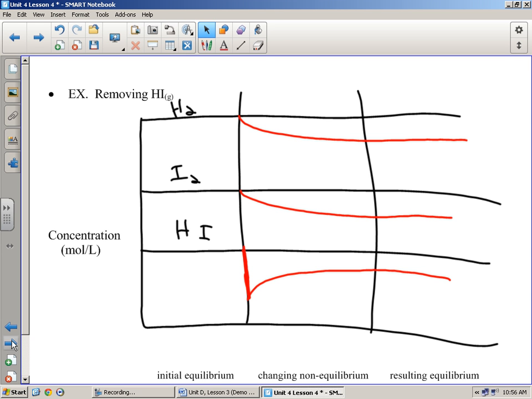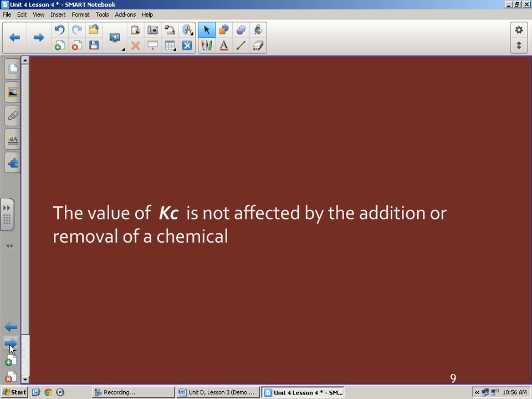And once again, you've got your 3 stages. We have our initial equilibrium, we have the changing part where it's not at equilibrium, and then the resulting equilibrium there, okay? So take a note here. We're going to talk about this over the next 2 days, including tomorrow as well. The value of Kc is not affected by the addition or removal of a chemical. So if you add or remove something, that value of Kc does not change. Okay? Does not change.